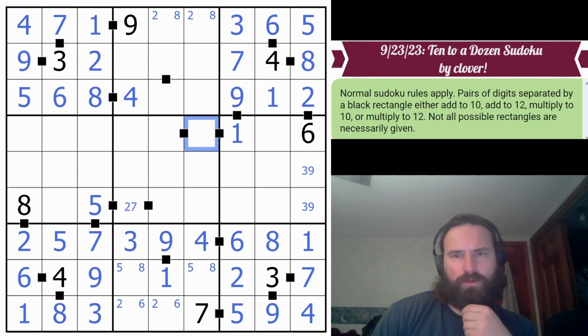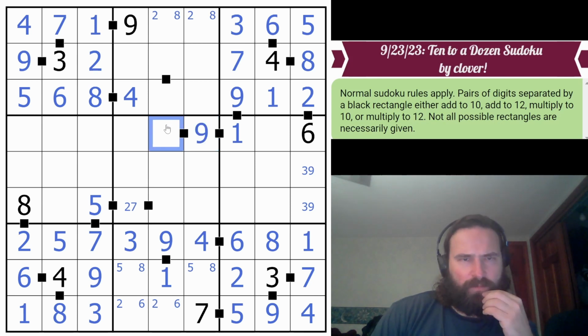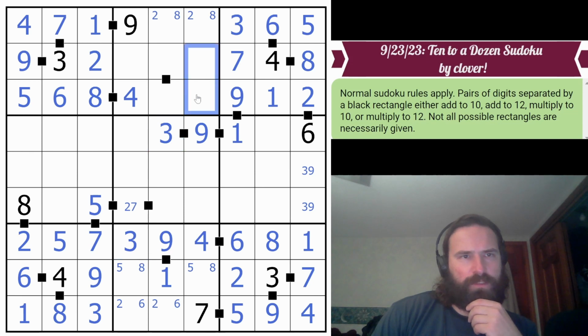So 1s can only go next to 9s, which is helpful. Then we have either a 1 or a 3. We got a 1 here, and it couldn't have been a 1. Yeah, okay, this is a 3. Awesome. So 3, 3. One of these has to be a 3. Do we really not? Okay, there's a 3 here.